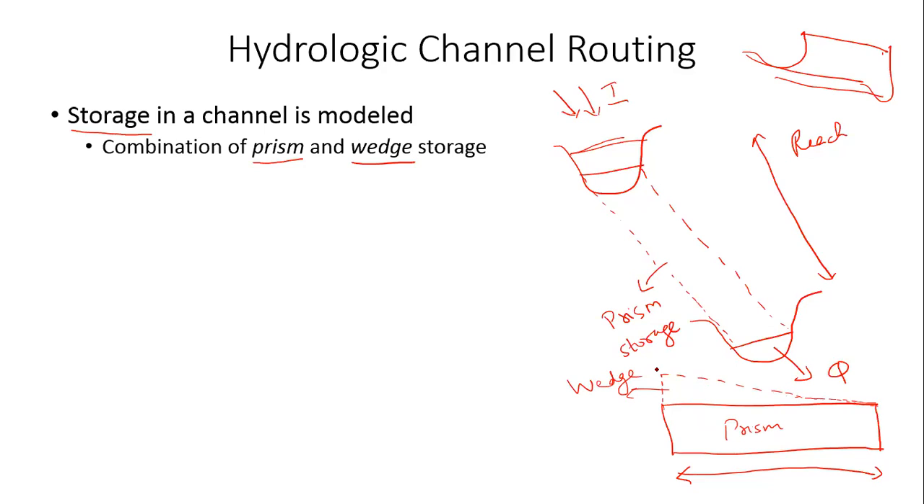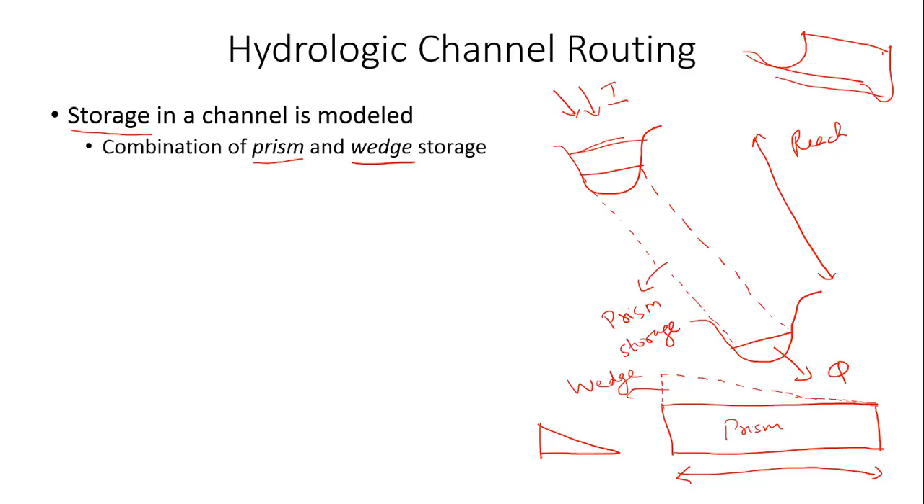I hope you're familiar with the word wedge. A wedge is basically something that looks like this. Sometimes for a door stopper you have something like this, right? If you want to prevent the door from shutting, you just insert a wedge at the bottom of the door. This kind of shape is typically referred to as a wedge. So the storage in the channel is basically a combination of this prism storage and the wedge storage. That is the fundamental understanding that I want you all to have.